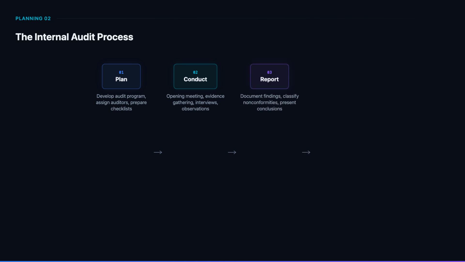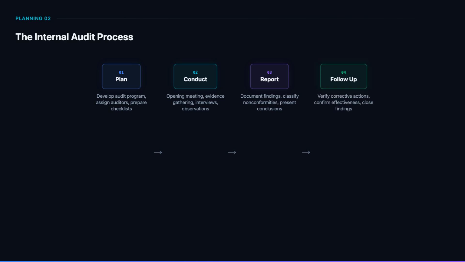Reporting documents your findings objectively and factually. Each nonconformity must reference the specific requirement not met, describe the evidence found, and classify the finding as major or minor. The audit report also includes observations, positive findings, and an overall conclusion on QMS conformity and effectiveness.